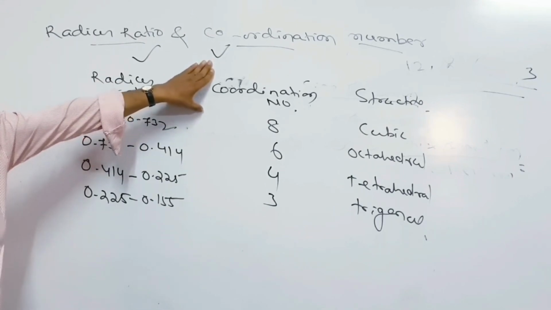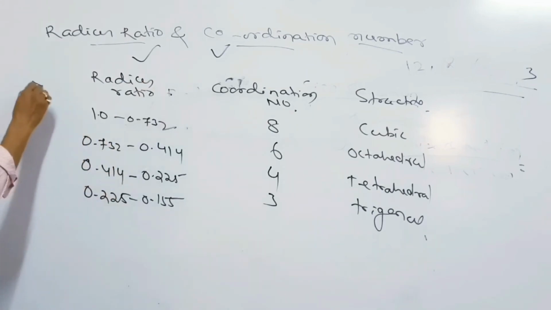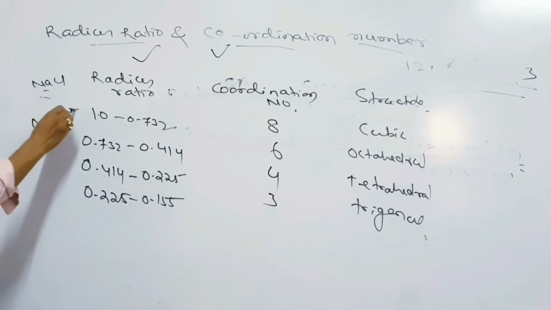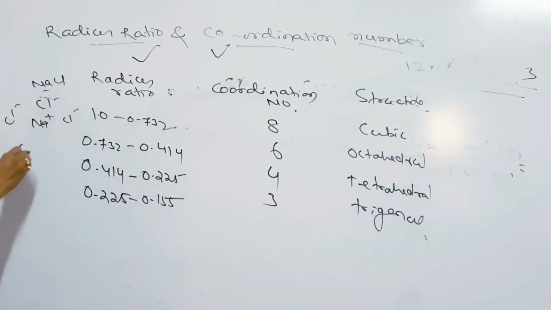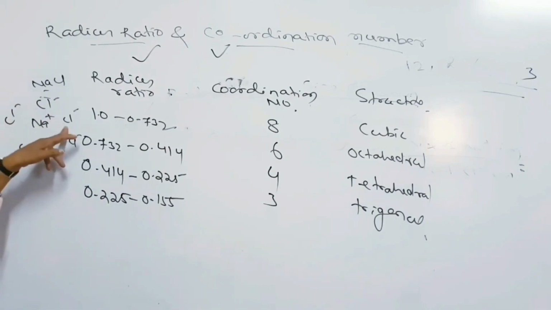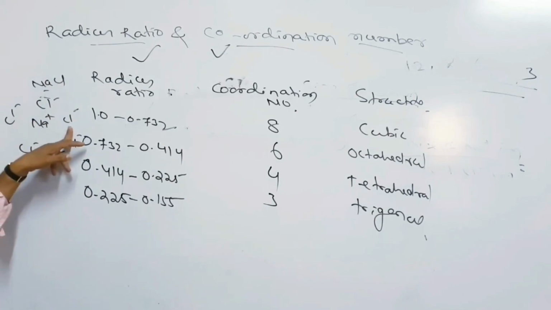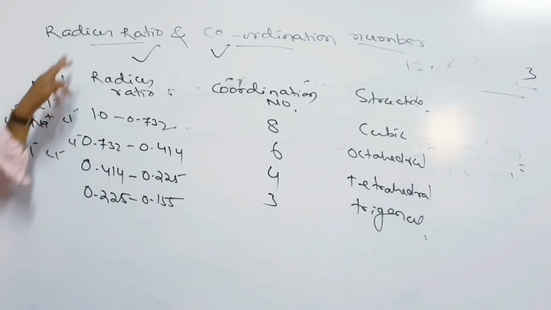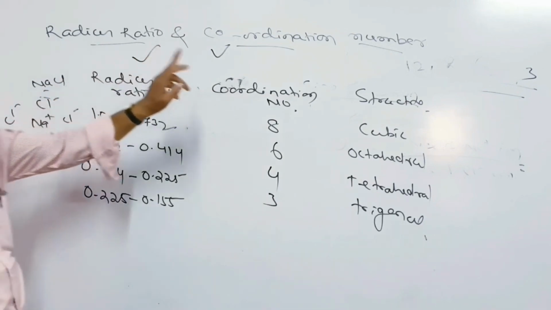For example, take sodium chloride. In a sodium chloride crystal, each Na plus is surrounded by 6 Cl minus, so the coordination number of Na is 6. Similarly, each Cl minus ion is surrounded by 6 Na plus ions, so the coordination number of Cl is also 6. So coordination number is the number of oppositely charged ions surrounding an ion. The radius ratio is the ratio of cation to anion size.